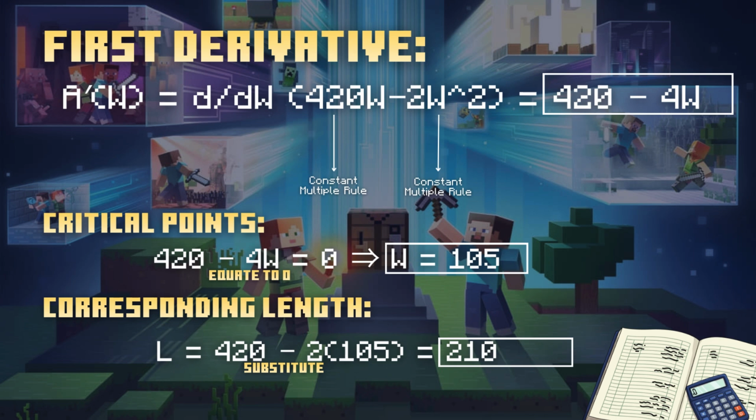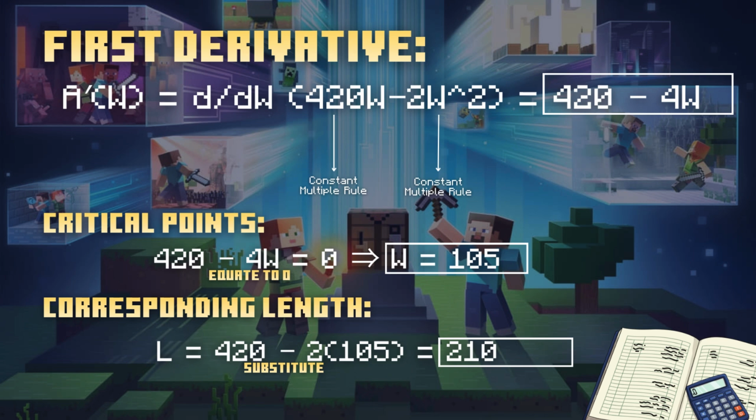So A prime of W is equal to the derivative of 420W minus 2W squared, both of which use the constant multiple rule. They have a constant, a variable, and an exponent. So 420 times 1 is 420. W raised to 0 is basically 1. So 420 times 1 is 420. Minus 2 times 2 is 4. The exponent of W is 2 minus 1, so that is W raised to 1. That is still 1. So we have 4W.